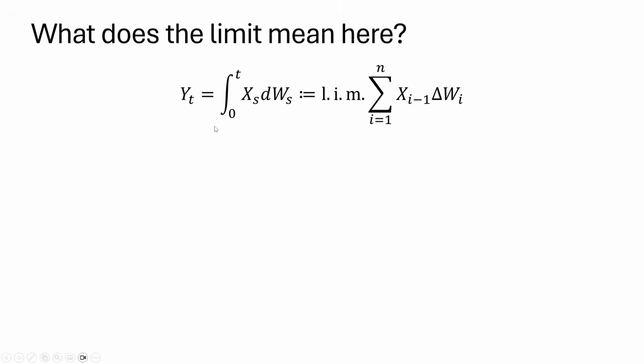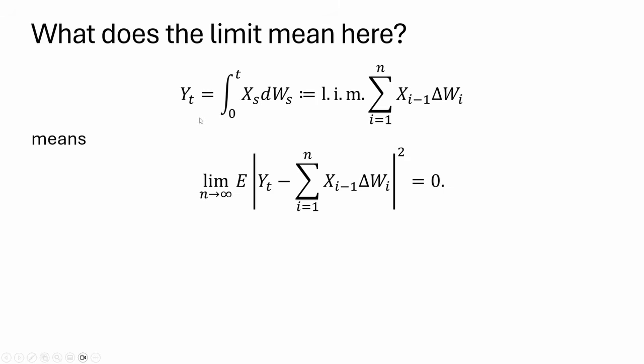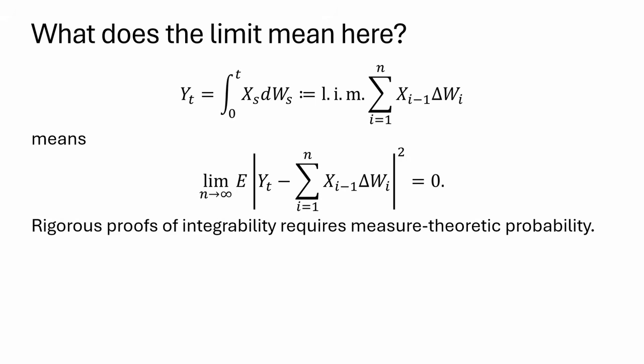We define y_t, the stochastic integral, as the limit in the mean of the sum. And this is to say, the L2 distance between the random variable and the sum tends to 0 as n tends to infinity. As we can imagine, rigorous proofs of integrability is not a trivial matter. And by integrability, we of course mean that the random variable y_t actually exists.